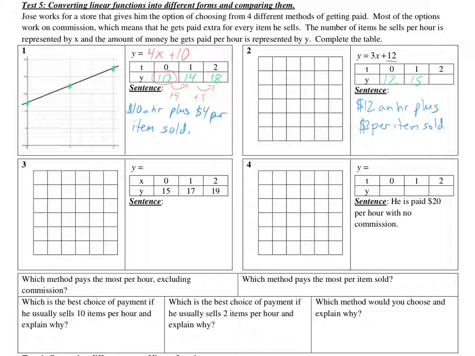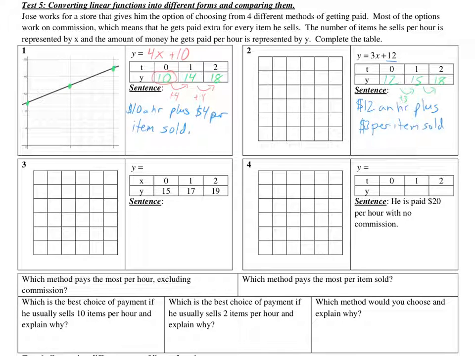And can you see the pattern? Do you have to plug in 2 or can you see the pattern? Aren't you just adding 3 each time? So what's this one going to be? 18. But if you want to plug it in, could you plug in 3 times 2 is 6 and add 12? So look carefully. At 2 items sold, did these 2 people make the same amount? Yeah. Okay. But they are different payment plans. And then we're going to talk about how they compare.